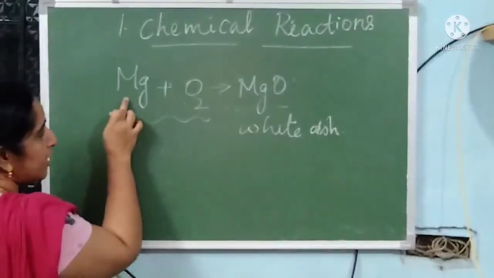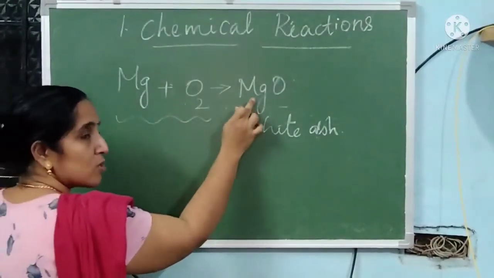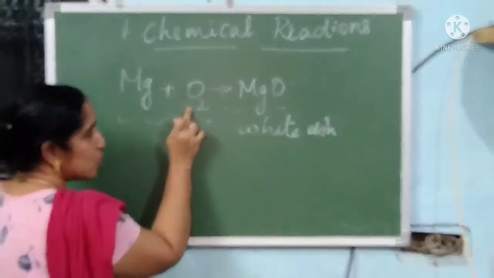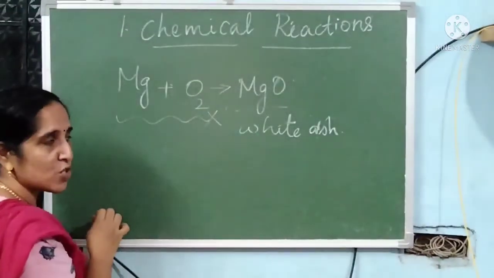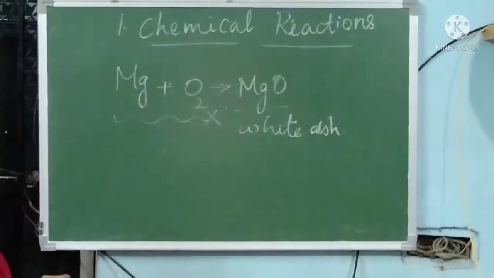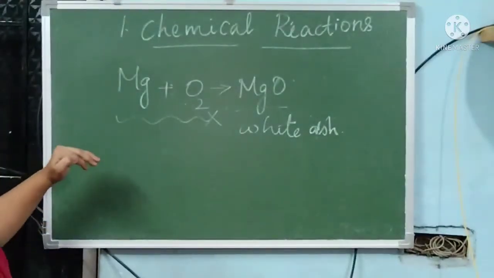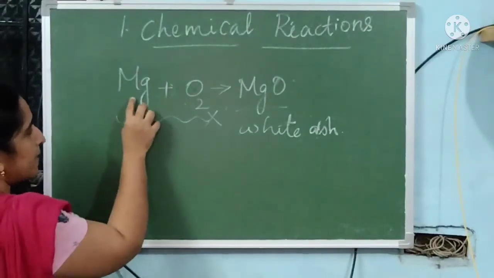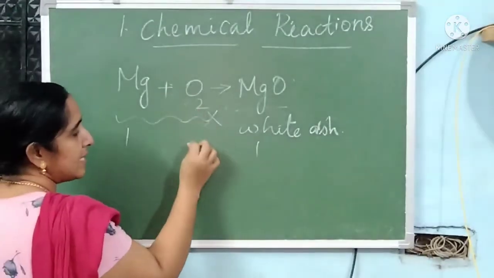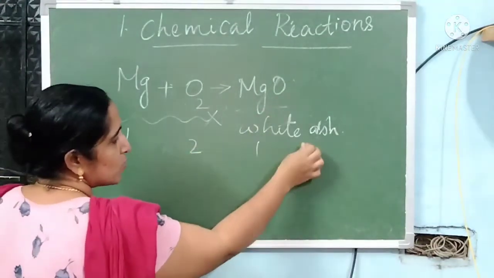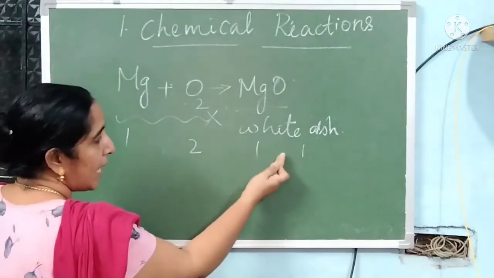But here magnesium is 1 and here also 1. The oxygen is 2 here, but here it is 1. So this does not obey the law of conservation of mass. So we have to balance the equation by adding numbers. Here magnesium is 1 and here also 1, this is the same. Here the oxygen is 2, but here the oxygen is 1.